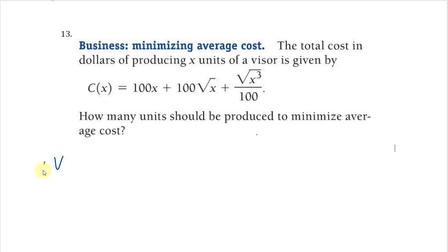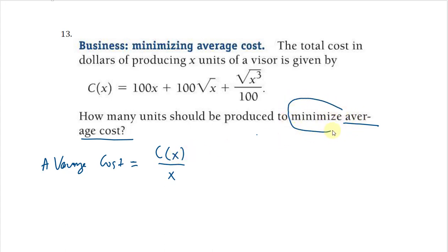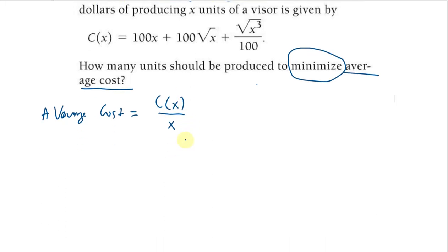Recall that the average cost is found by taking the cost function divided by the x number of units. So you are given a C of x. To find the average cost, you have to take C of x divided by x. And now you are looking for the minimum value of the average cost because you are looking to minimize the average cost. Okay, so this problem is the local max and local min problems from chapter 2, especially chapter 2.5.